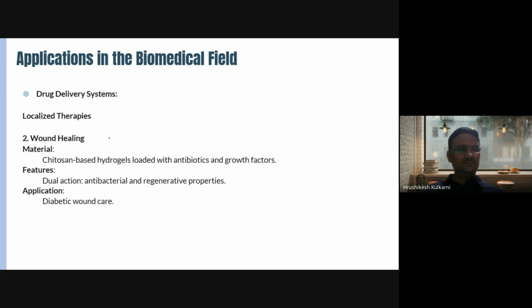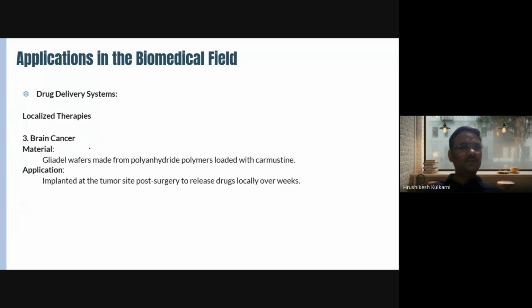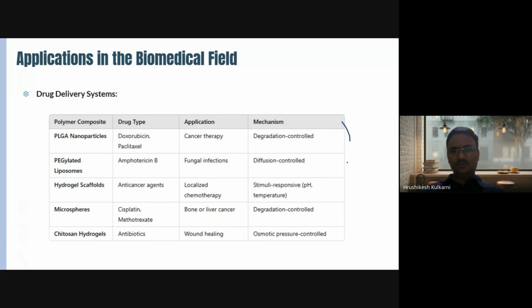Next is wound healing. As I said, chitosan based hydrogels are used as an antibiotic and growth factor. Wound can be easily healed. This is a very serious problem in the diabetic patient. You know that diabetic patients are suffering from this problem of slow wound healing. Brain cancer, okay, this is a very common type of cancer happening to many people. So our polymer biocomposites are used in this area also. Okay, I again tabulated all these things for your easy understanding.